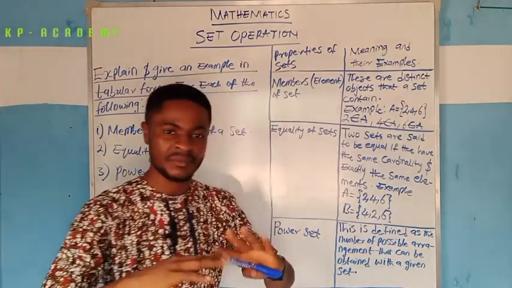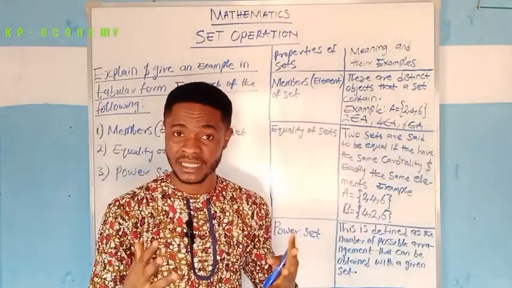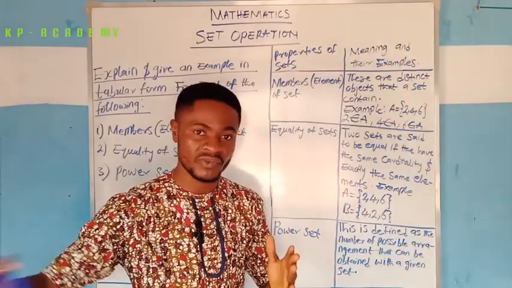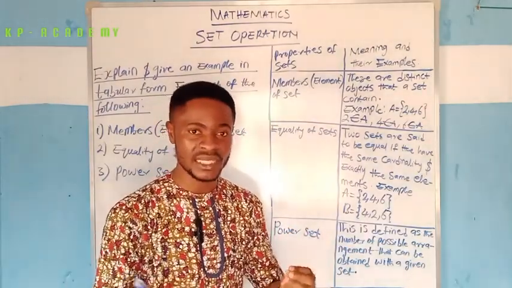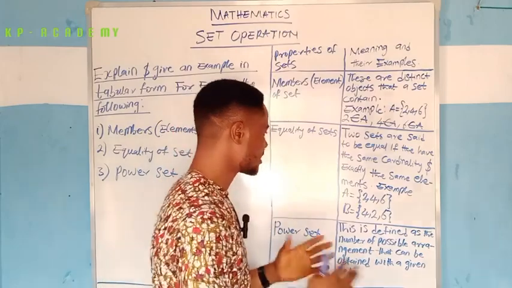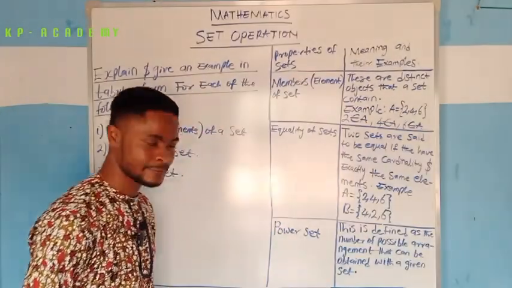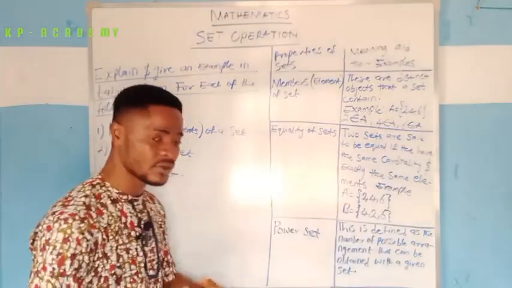So if two sets are made up of exactly the same elements or exactly the same members, and again they have the same number of elements, that is cardinality, those sets are said to be equal. So that is what we mean by equality of a set. So finally, power set. Now, what do we mean by power set of a set?